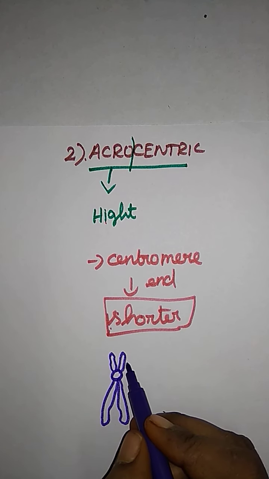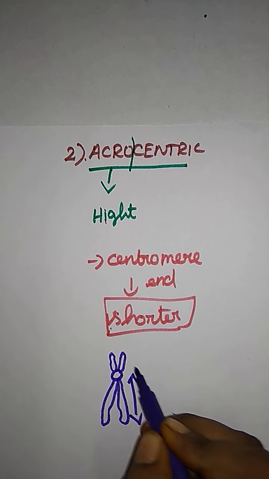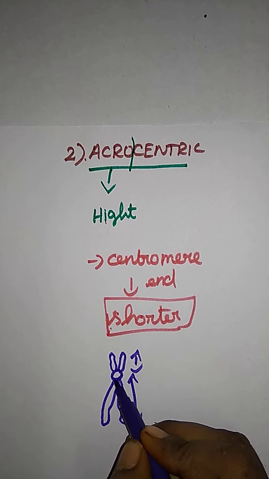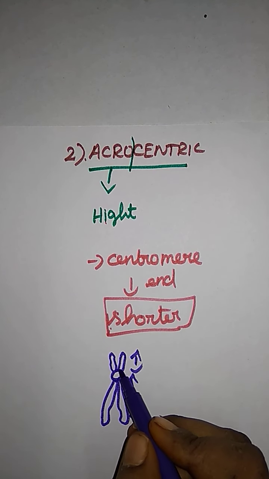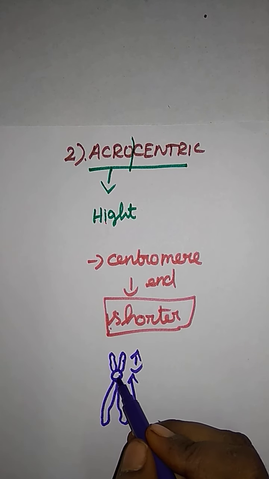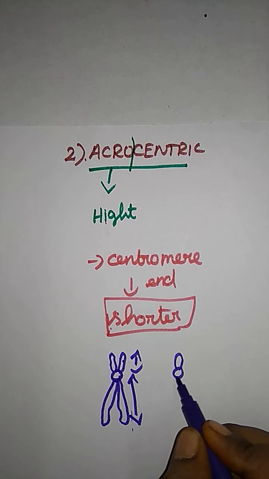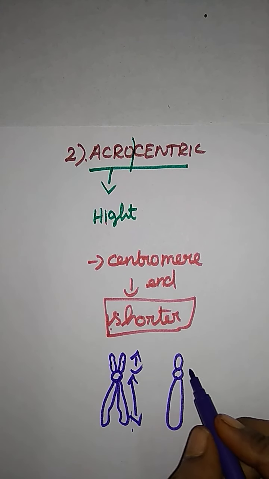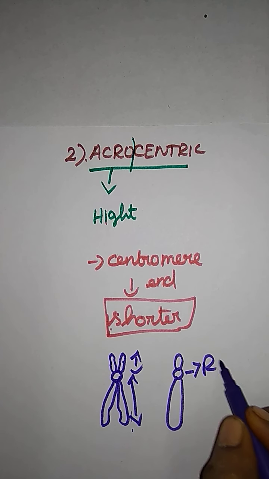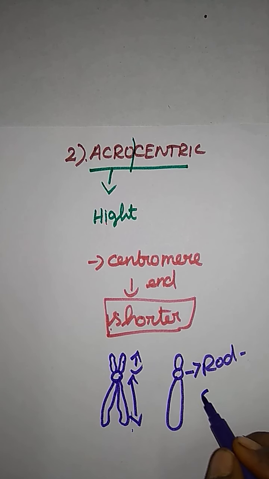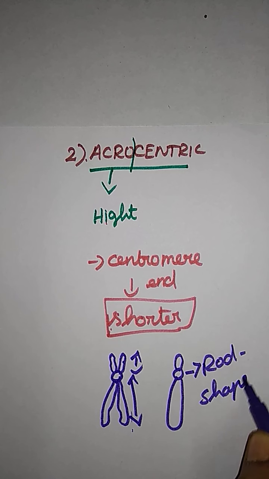Now, this is the longer one and this is the shorter one. So the centromere is found just near one end of the shorter arm, and the other is the longer arm. So they are also known as rod shaped chromosomes.